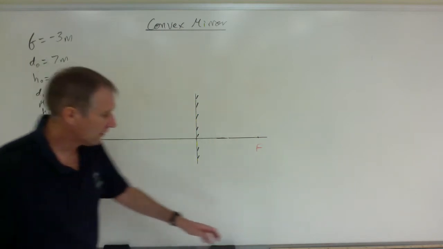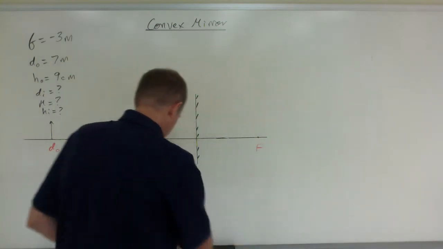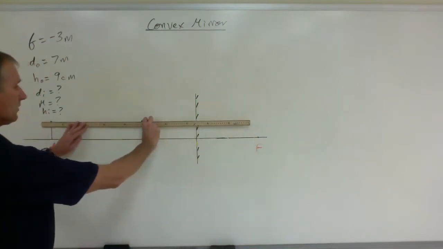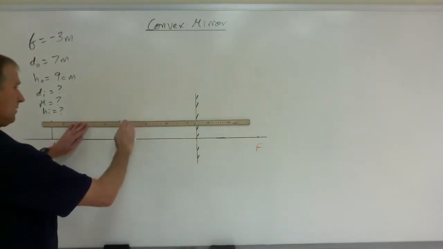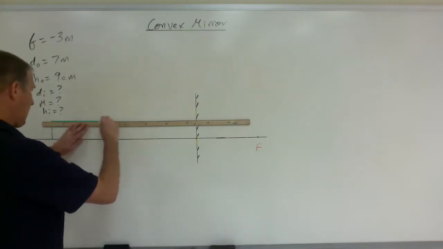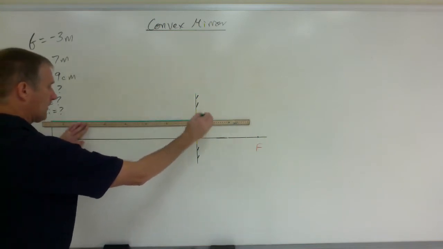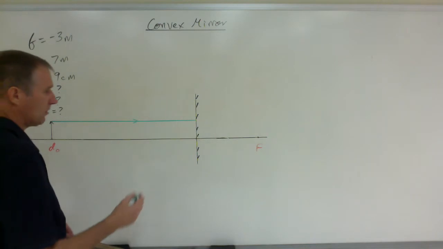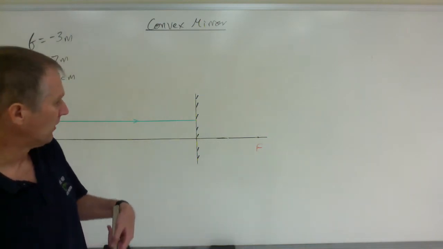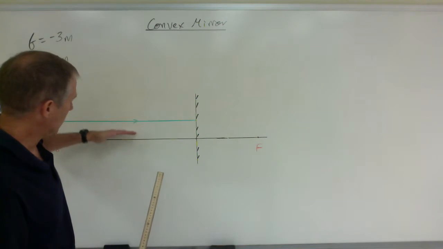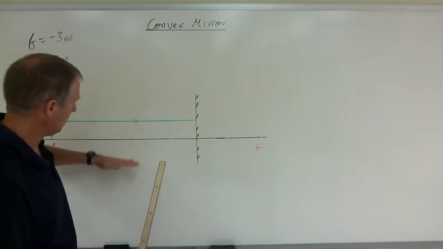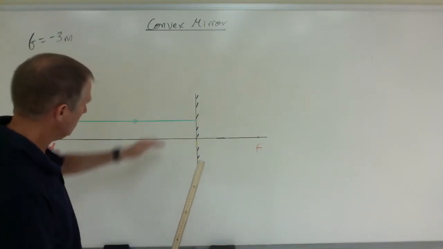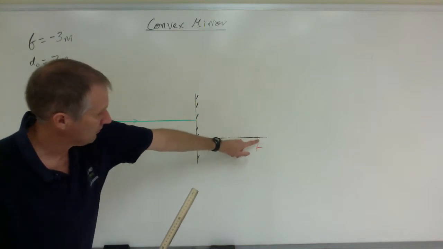We always draw the same initial ray, which is the one that goes parallel to the principal axis. So this is a light ray that's traveling from the top of the object, parallel to the principal axis, and strikes the mirror. And remember, the definition of the focal point is any light ray that is parallel to the principal axis reflects, in this case, away, right? They diverge. But if you draw them backwards, they all converge at a point.